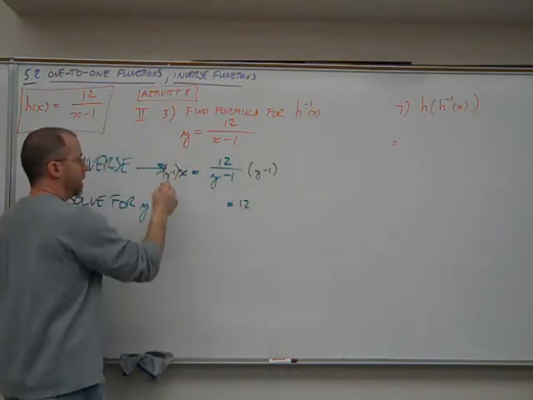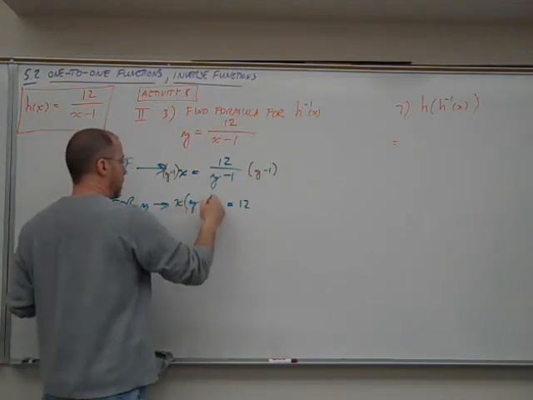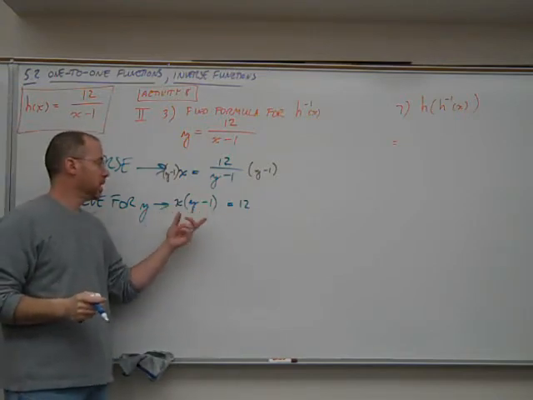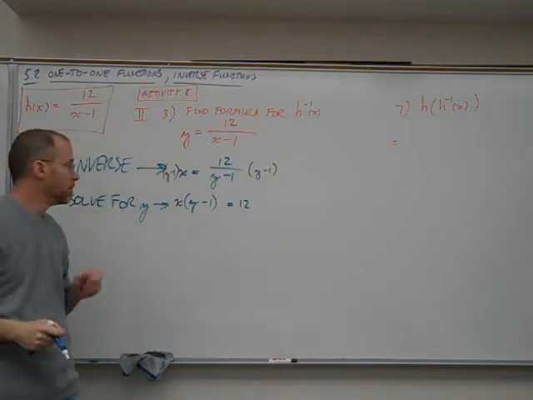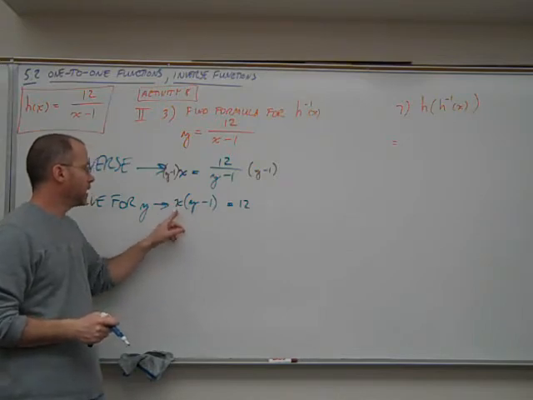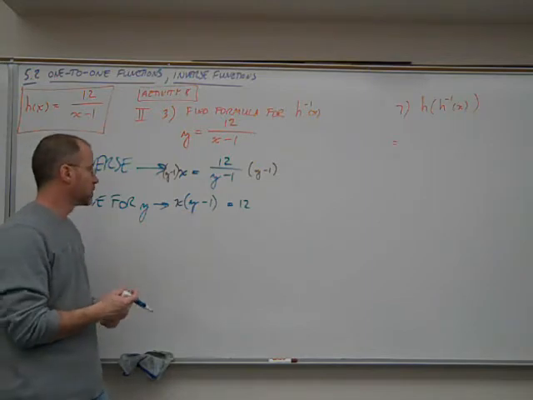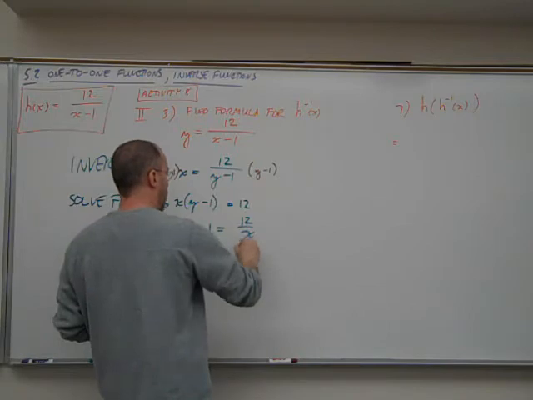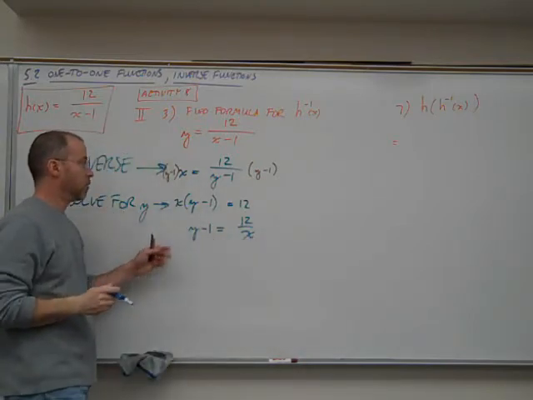But on the other side, I get X times the quantity Y minus 1. You might be tempted to distribute that, which wouldn't be incorrect, and you could still get to the answer. But I think I want to leave it alone for now. I'm trying to isolate Y, and I would like to get this X away from the Y. So let me leave it in this form and then divide both sides by X. So I get Y minus 1 equals 12 over X. And then add 1 to both sides.